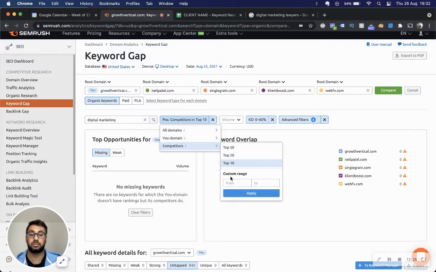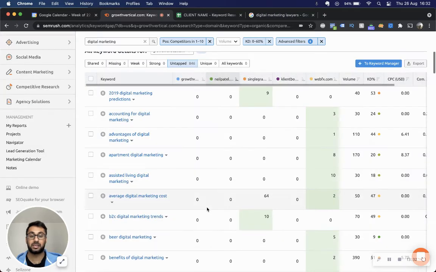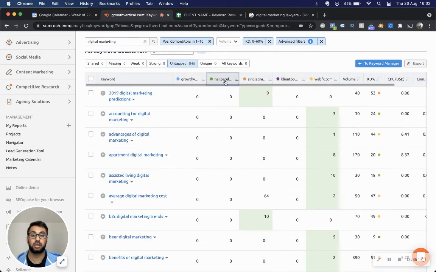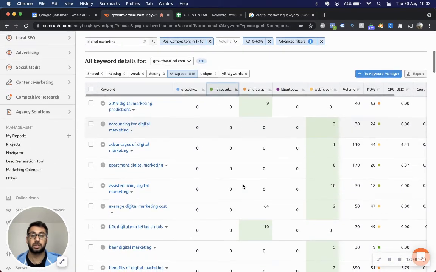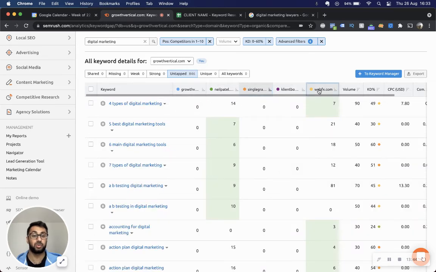So you want to say I want to be in position 1 to 10 is what I would suggest, like this, and then you would see. Come on, this should work. Interesting. So he doesn't rank for anything in 1 to 10, but WebFX do, right?